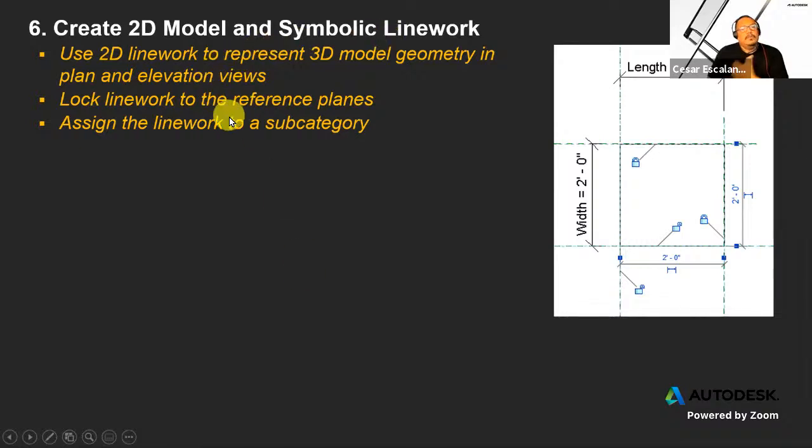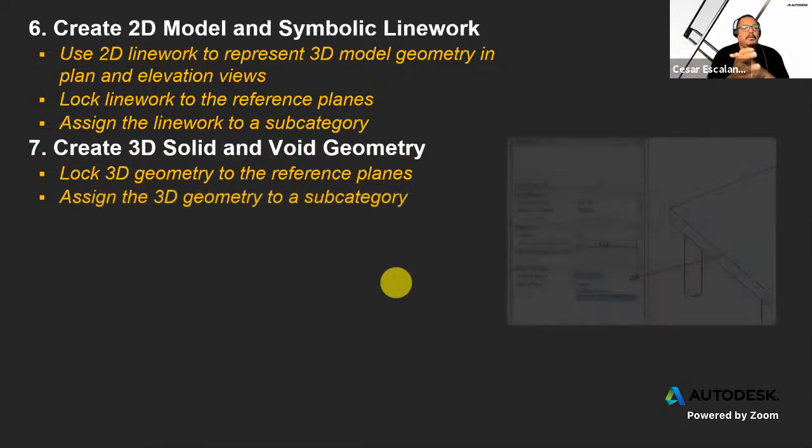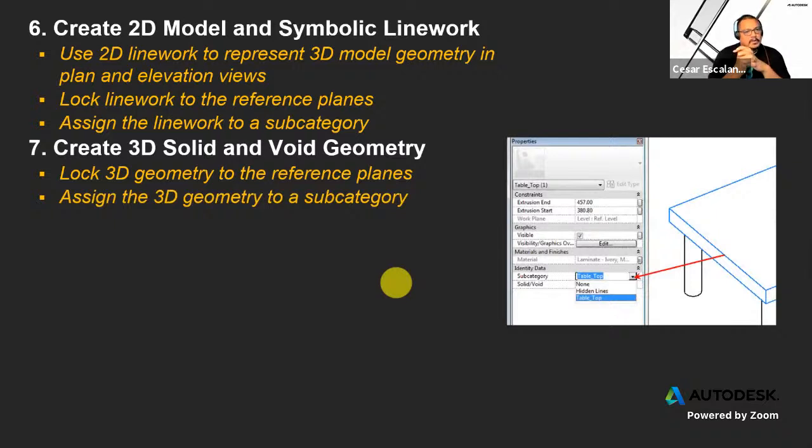Symbolic lines are two-dimensional lines that usually are locked with the reference plane so that they remain associated with the parametric activities of the family. And so after all this work, then we start filling the framework with 3D solids. And we use the solid modeler tools inside the family editor to create extrusion, revolves, sweeps, and voids to represent the final family.